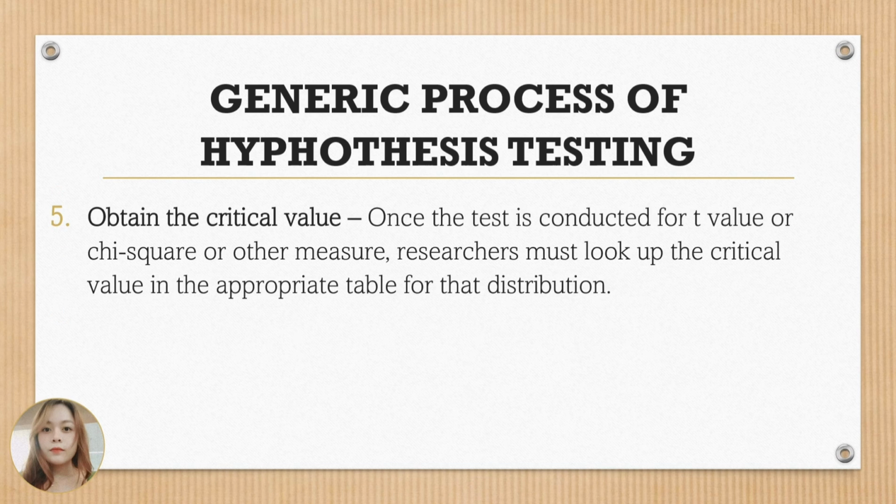The fifth, obtain the critical value. Once the test is conducted for t-value or chi-square or the other measure, there are many other techniques that can be used depending on the data given. So the researchers must look up the critical value in the appropriate table for that distribution. The critical value is the criterion that defines the region of rejection from the region of acceptance of the null hypothesis.